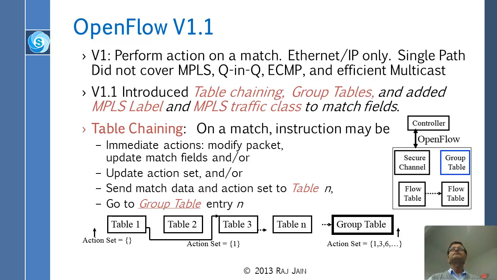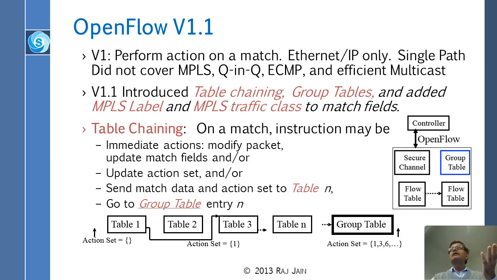Is this n parameter of the version, or is it the tables are created and destroyed? Okay, n is a variable number. It's nothing to do with the version number 1.1. Some switches might have 5 tables, some switches might have 1 table, some switches might have 100 tables. So the controller will tell you. Okay, so group table is table number n plus 1.